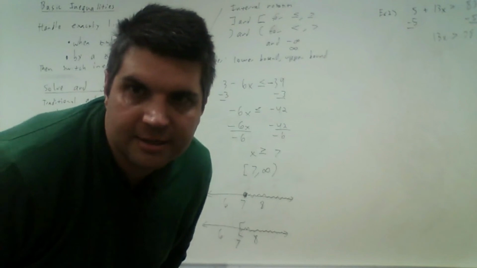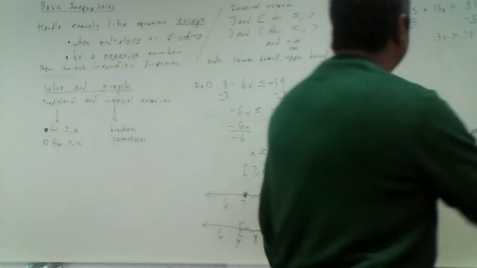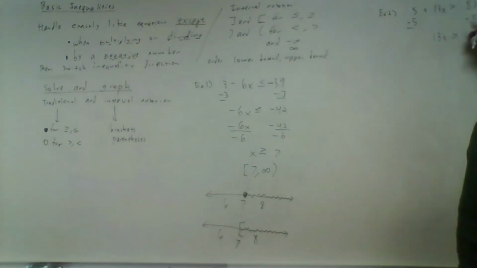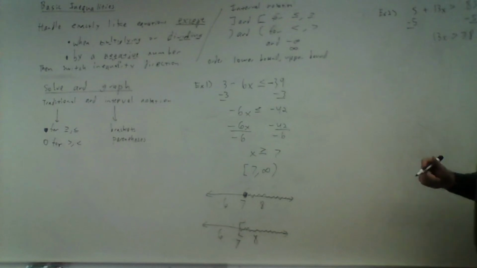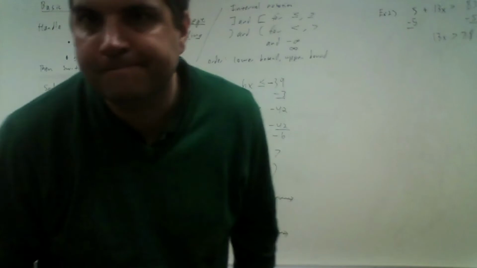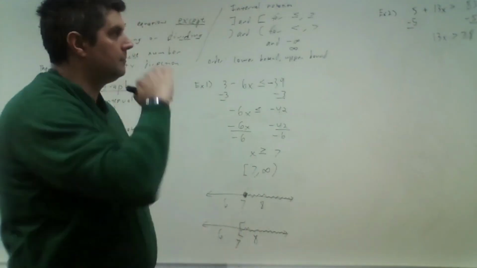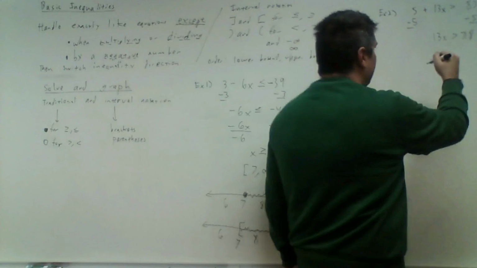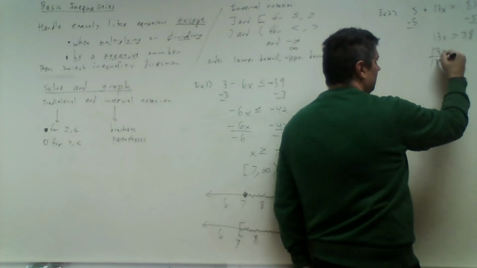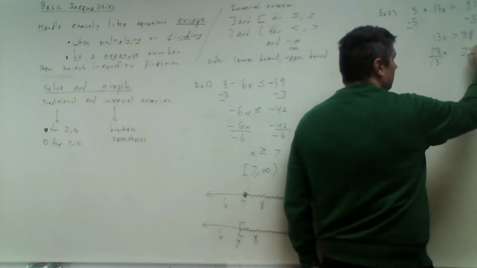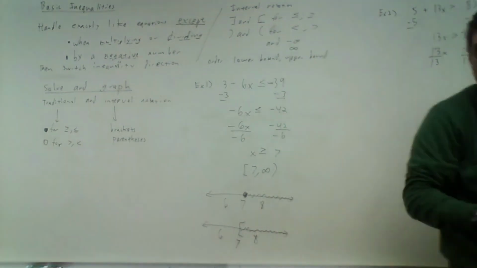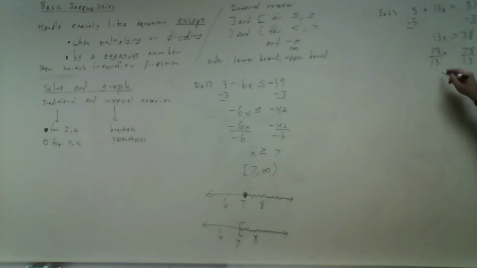Is that visible? Yes, it is. Okay. I should move it over a little bit. Okay. Divide off the 13. Like so. We get x is greater than 6. We divided by a positive 13, so the inequality direction doesn't change.